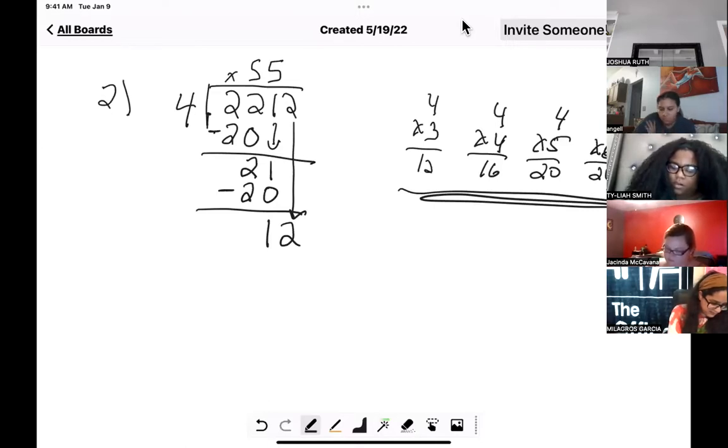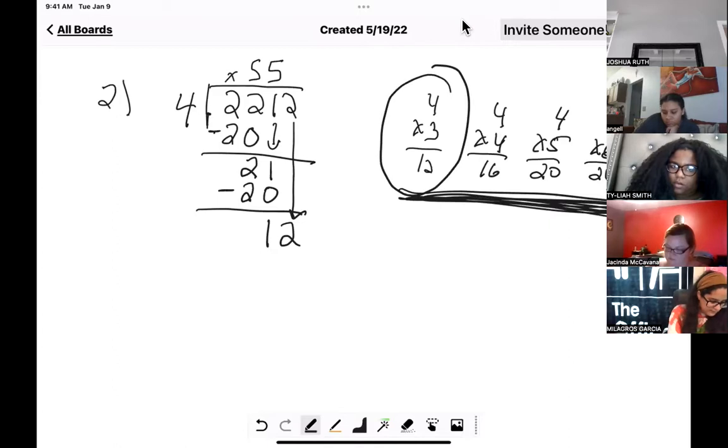And again, lucky for me, I did all this multiplication over here. So that's cool, because I can see right here that 4 times 3 is 12. So I know it had to be 3, because 4 times 3 is 12. And when I subtract, I get a 0 remainder.